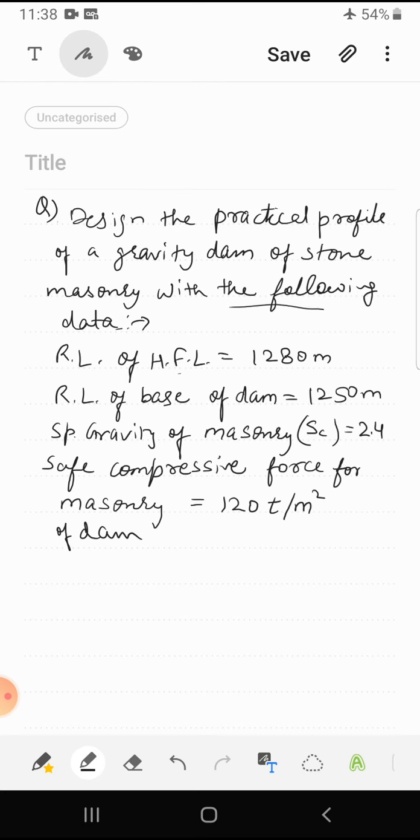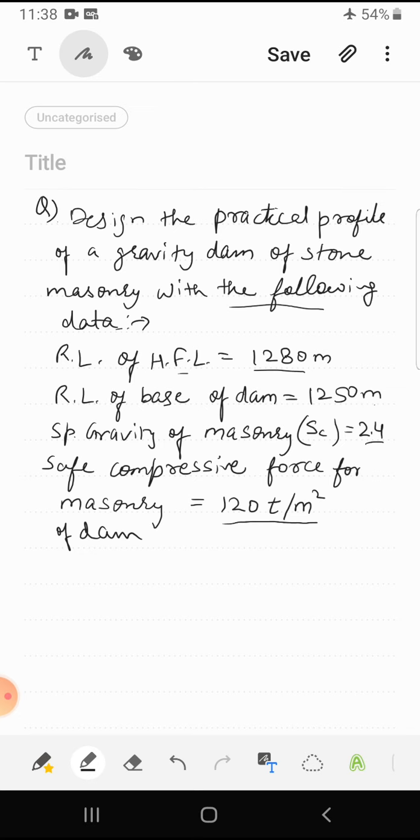The RL of high flood level is given as 1280 meters, RL of base of dam 1250 meters, specific gravity of masonry, that is SC equals 2.4, and safe compressive force for masonry of dam is 120 tons per meter square. So now we will design the gravity dam.